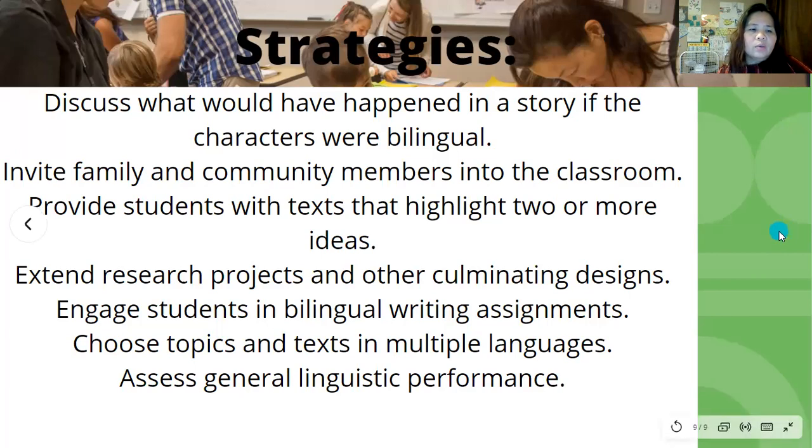The following are translanguaging pedagogical strategies that address this important purpose. Discuss what would happen in a story if the characters were bilingual. Invite family and community members into the classroom to enrich instruction. Provide students with texts that highlight two or more ideas of a complex issue, especially those issues that relate directly to their lives. Extend research projects and other culminating designs out of the classroom and into the community.